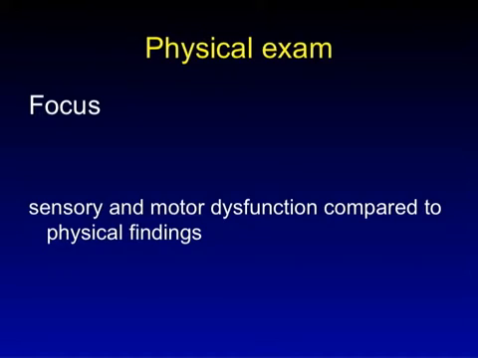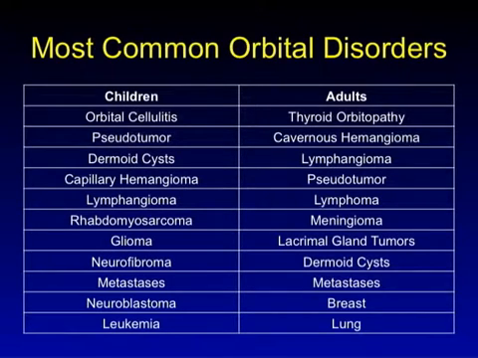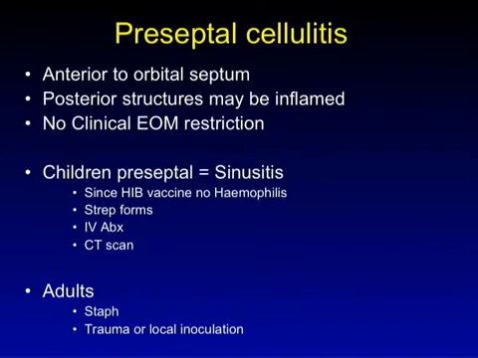So sensory and motor dysfunction is also very important. That can sort of organize into your head whether it's infiltrative or not. Most common orbital, now this is a very extensive list, don't get overwhelmed, but I think know the most common things. So now preseptal cellulitis, it's anterior to the orbital septum, posterior structures may be inflamed, and there's no extraocular muscle restriction. Typically the conj is not injected, but it may be, but typically it's not. Since the HIB vaccine, you really don't see Haemophilus anymore, but there are more strep forms. In children, they travel very quickly.